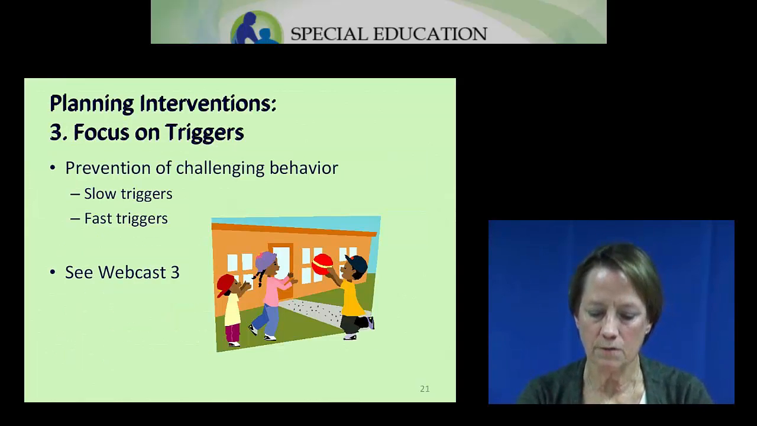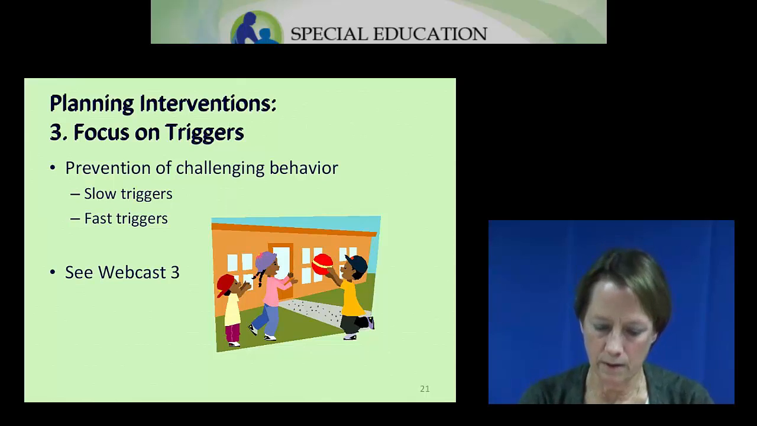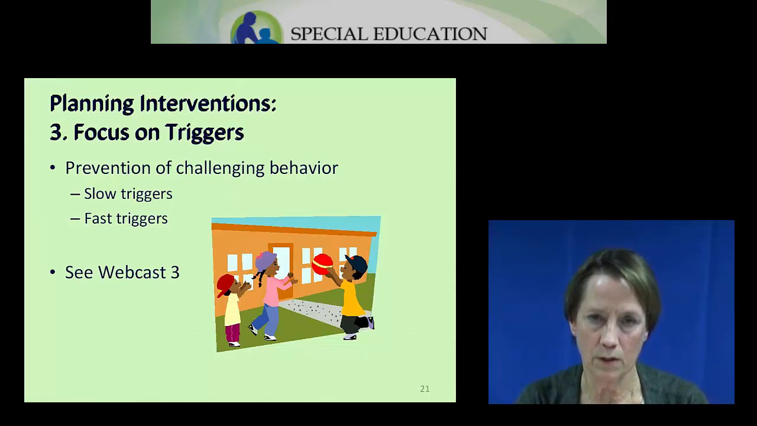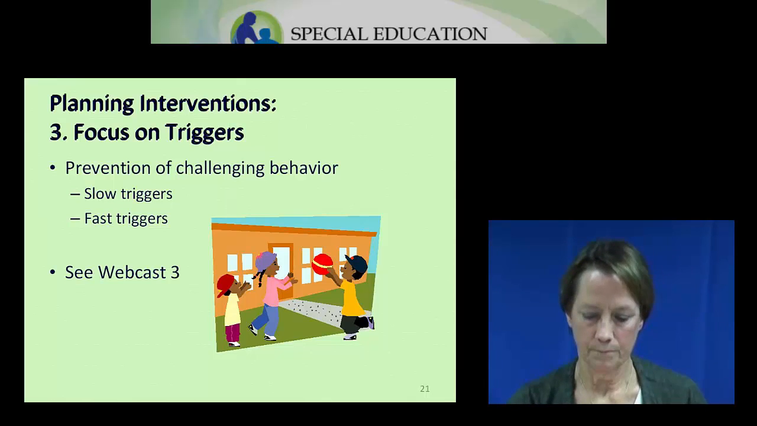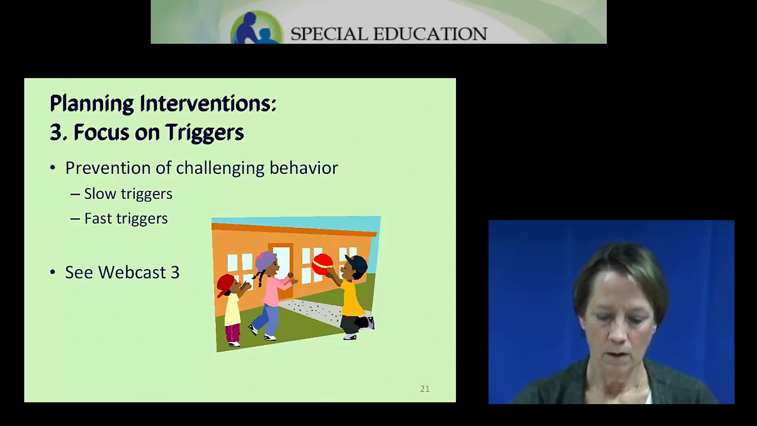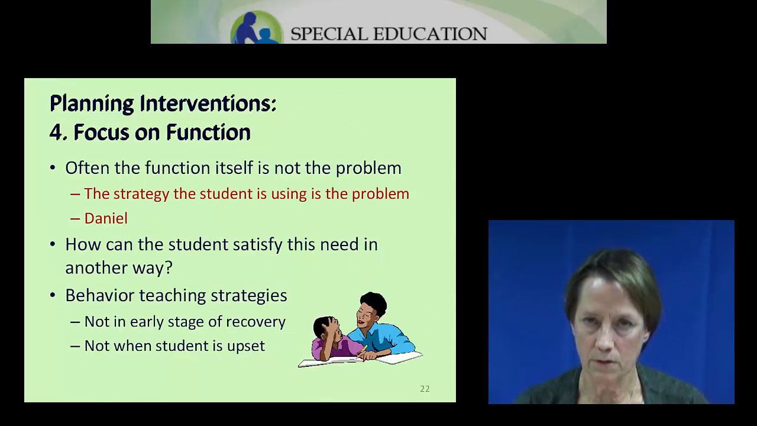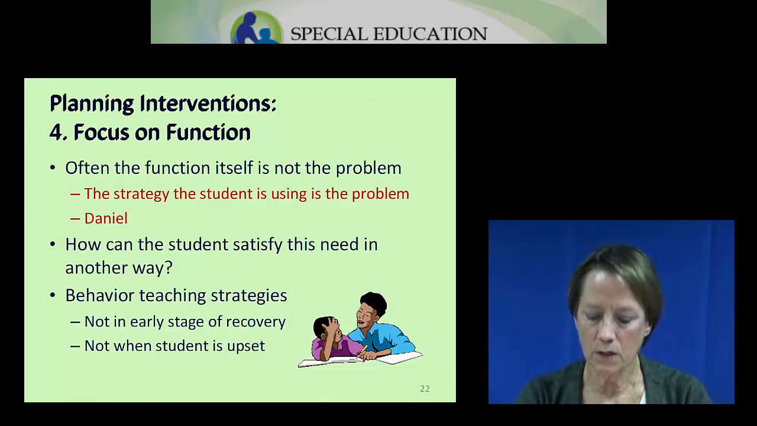Step number 3 is focusing on triggers in planning interventions. We have talked about that quite a bit in webcast number 3. So we're just going to mention that here we're looking to prevent challenging behavior. We're looking to identify the slow triggers that set the stage and the fast triggers that immediately precipitate a challenging behavior. We will talk more, however, about step 4. And this is focusing on the function of the behavior.